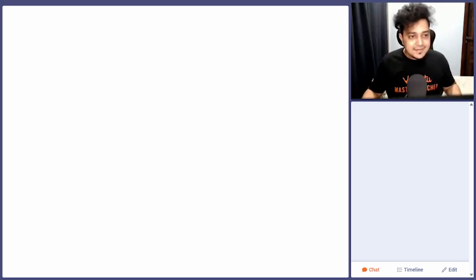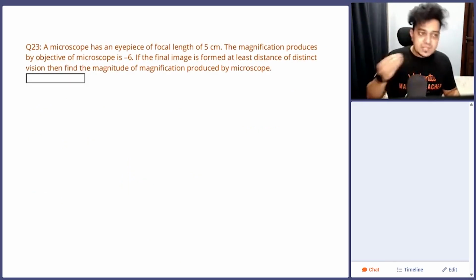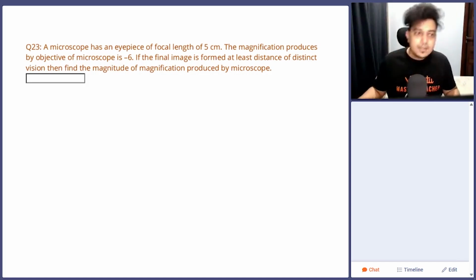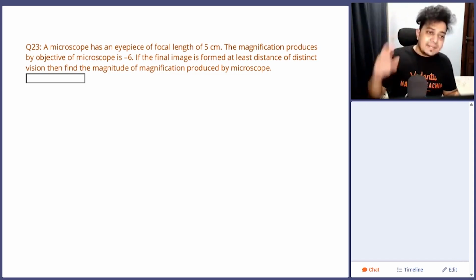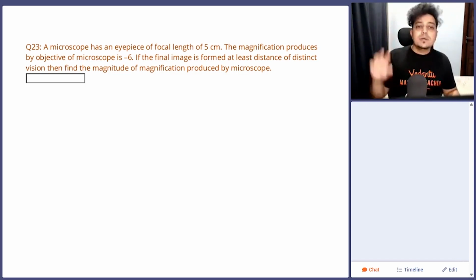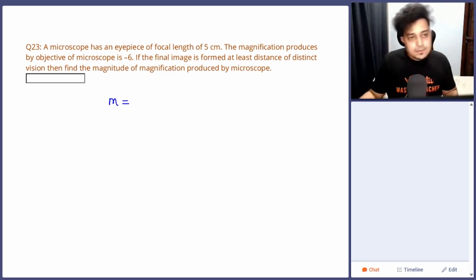Okay. Next question. A microscope has an eyepiece of focal length 5 centimeter. Magnification produced by the objective of microscope is -6. If the final image is formed at the least distance of distinct vision, then find the magnitude of the magnification produced by the microscope. Okay, so for the magnification of microscope, there is an objective lens and there is an eyepiece lens.